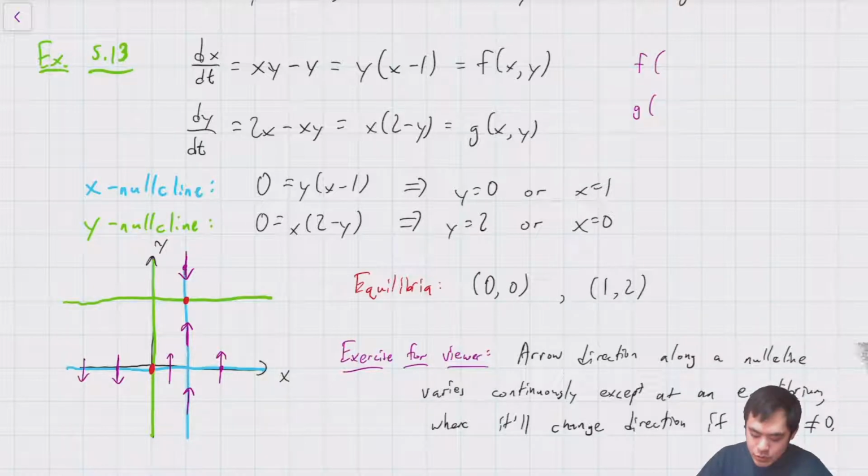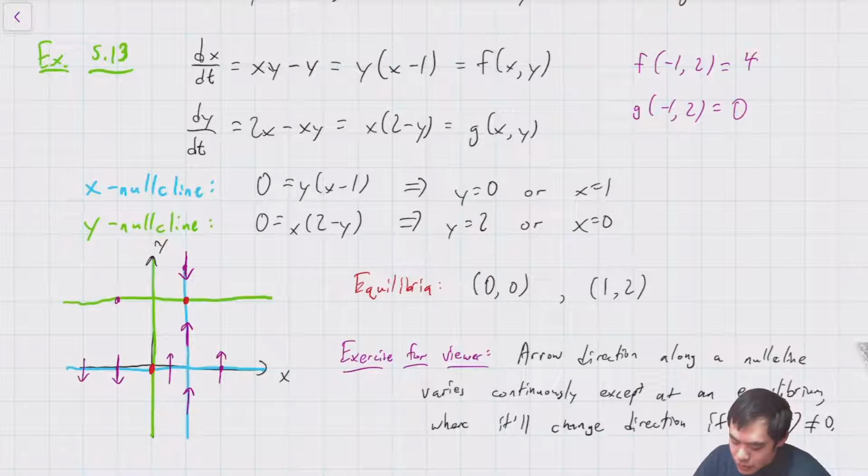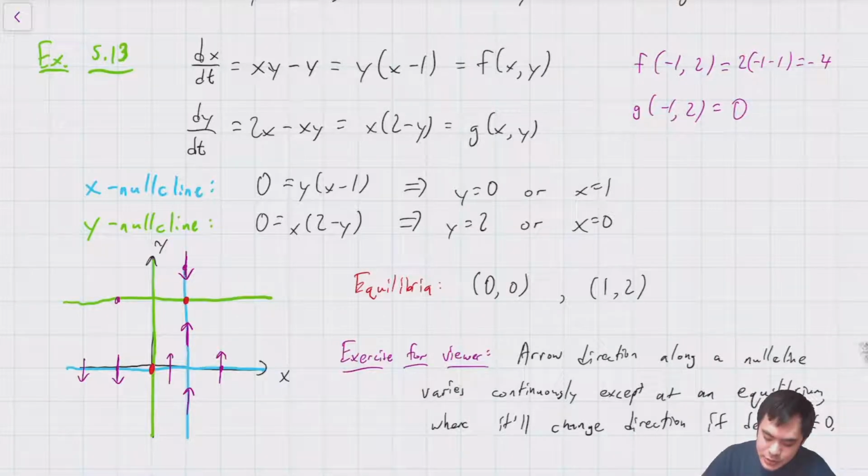So let's say we're going to look at f of minus 1, 2. So that's this point up here, minus 1, 2. Here the first thing to notice is that dy/dt, the g function, is going to be equal to 0 because you're on the y nullcline. Whereas f of minus 1, 2, oh, I did that wrong. Yep, so minus 1, 2. So that's 2 times minus 1, which is equal to minus 4. So this is going in the left direction.